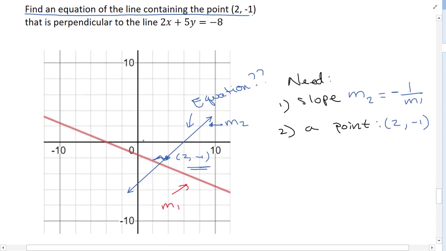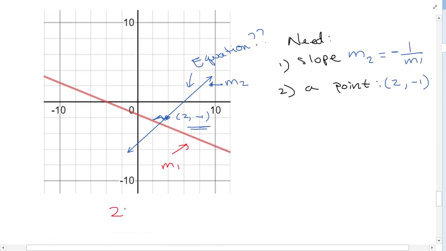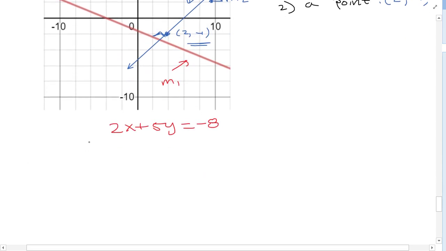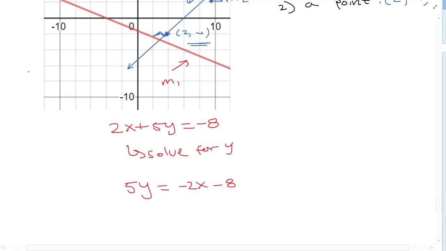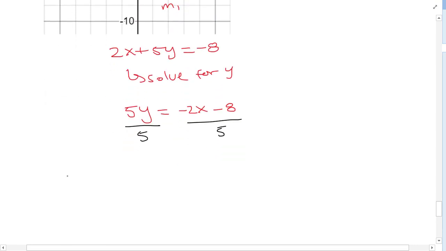Well, let's see. The line is 2x + 5y = -8. Let's put it in slope-intercept form so we can find the slope. That means solve for y. I'm going to subtract 2x from both sides, so we'll have 5y = -2x - 8. Then divide both sides by 5. Dividing both sides by 5 means divide everything by 5. Be careful. Sometimes I see people divide this by 5 and just divide the x term by 5. Make sure you divide everything, the whole side, by 5.